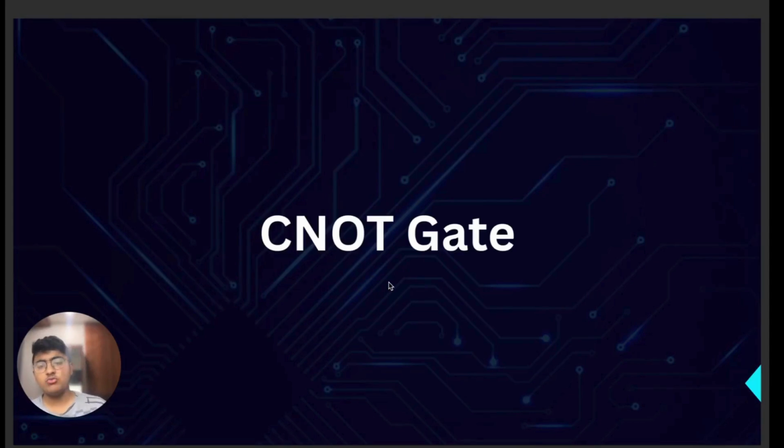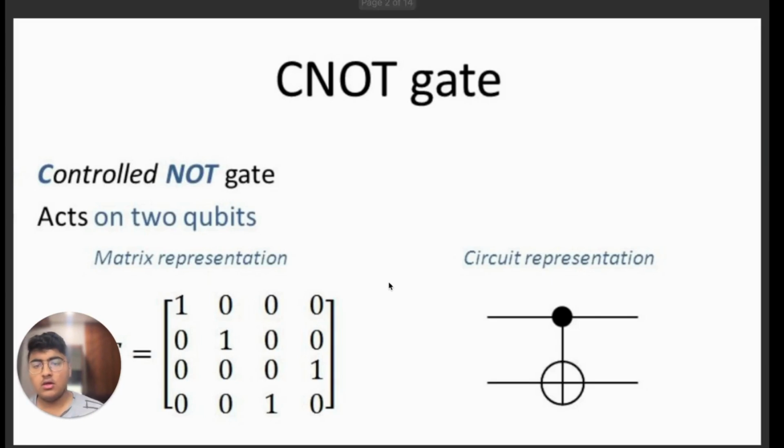So now let's move on to some visual representation of these gates. First we have the CNOT gate. Here you can see the matrix representation and its circuit representation side by side. As it says, it acts on 2 qubits.